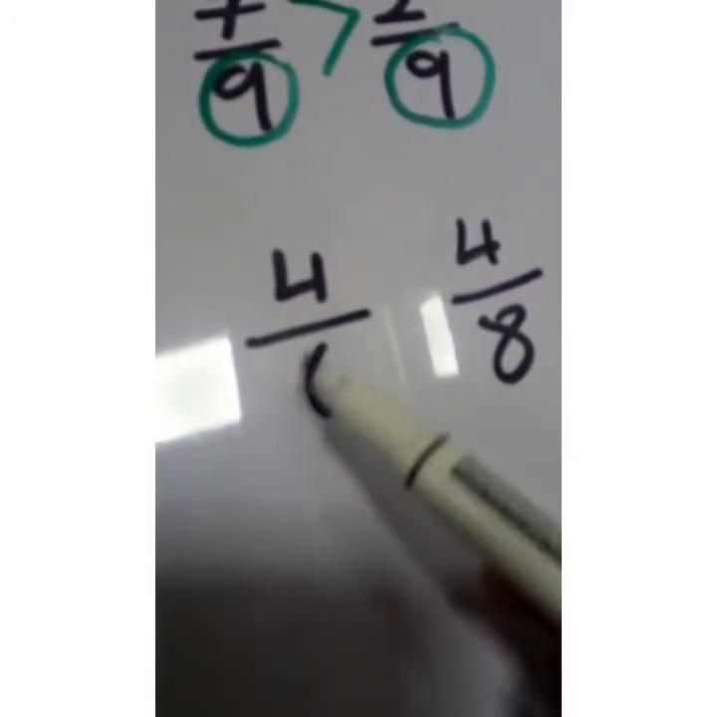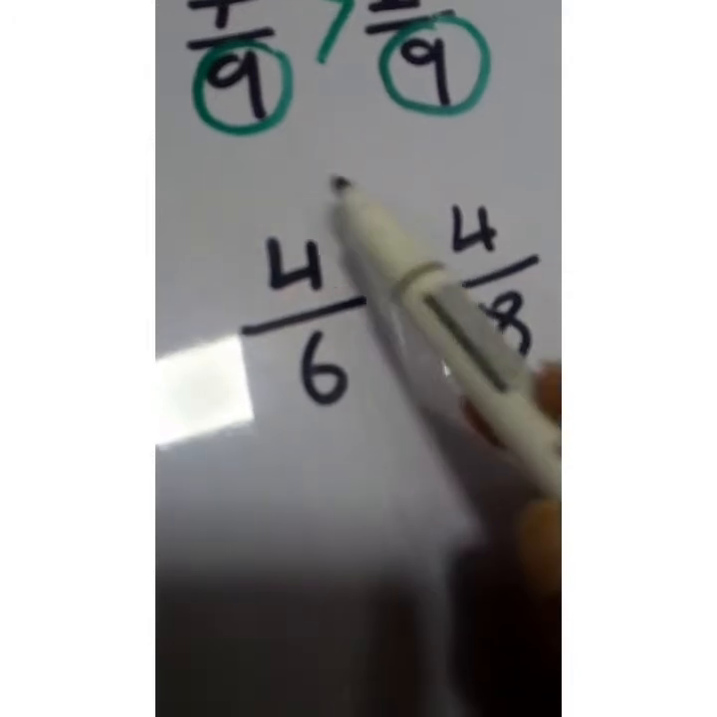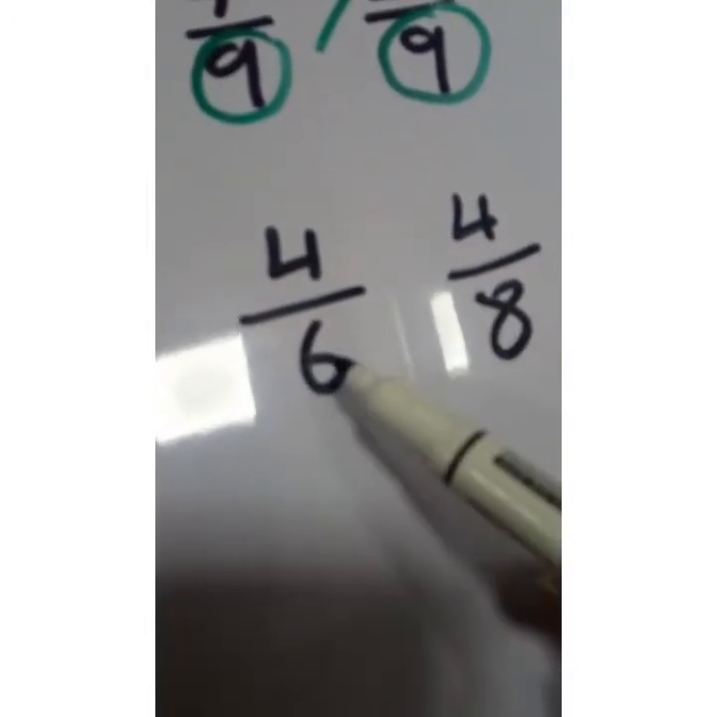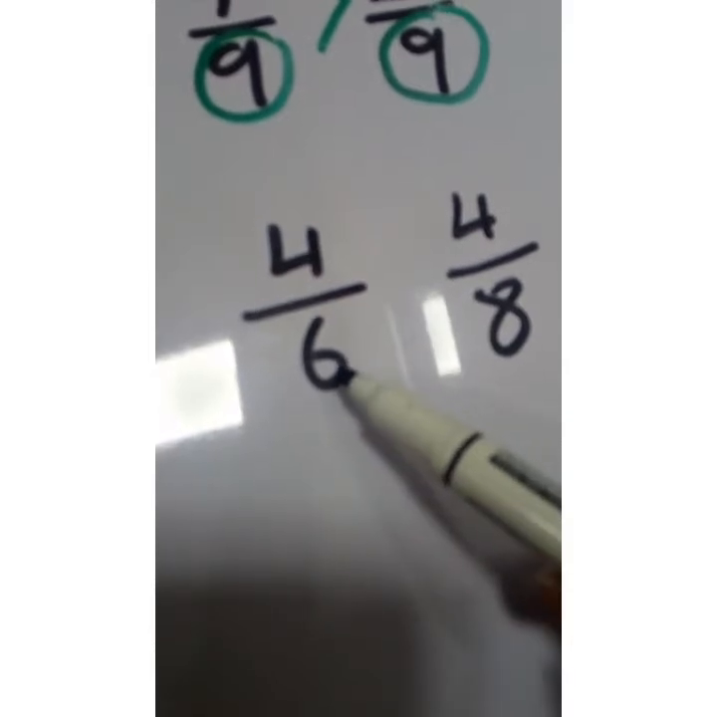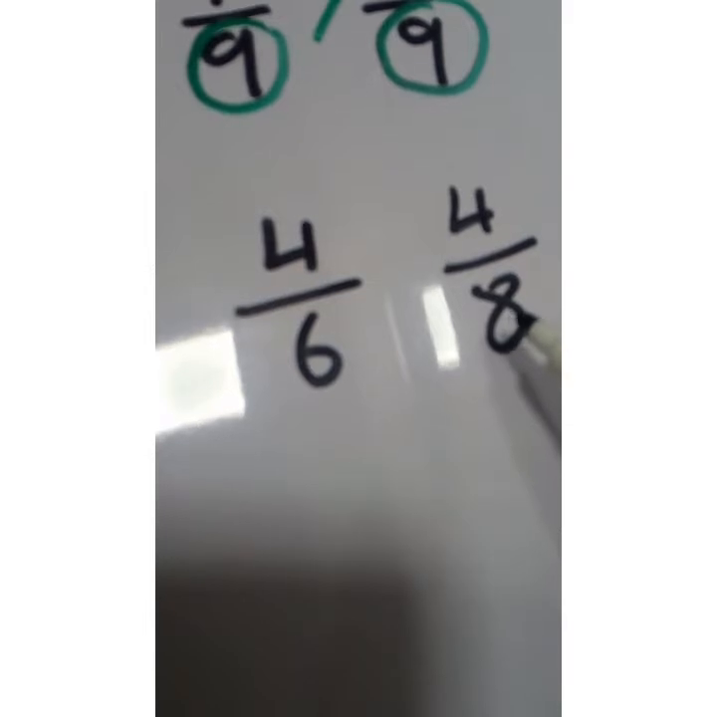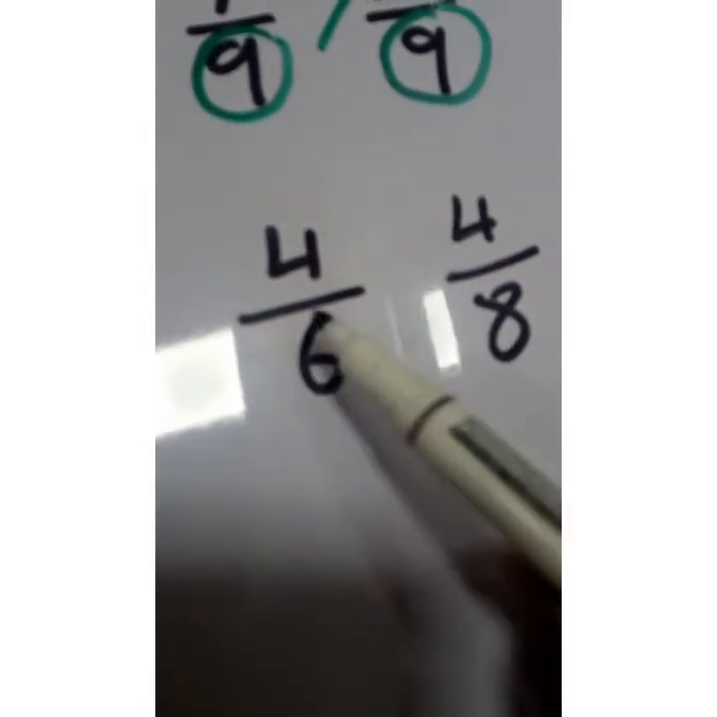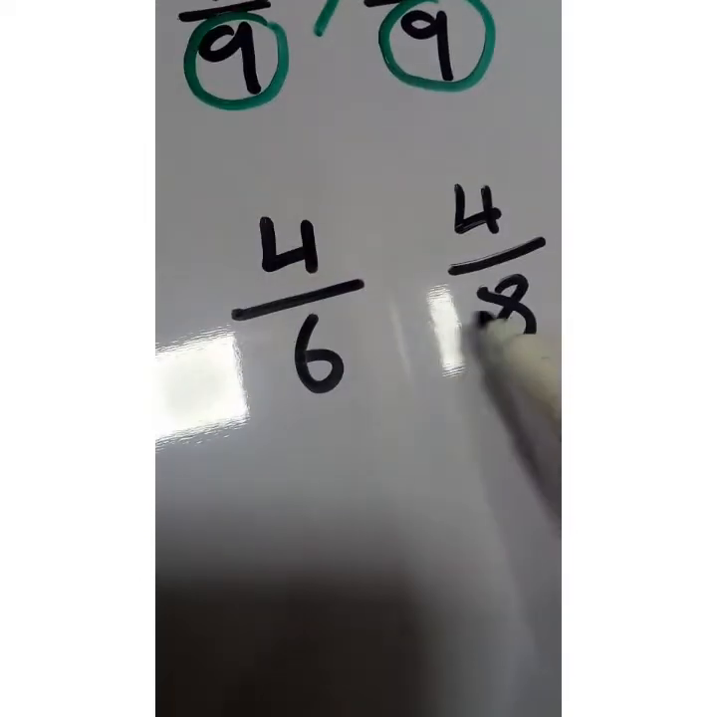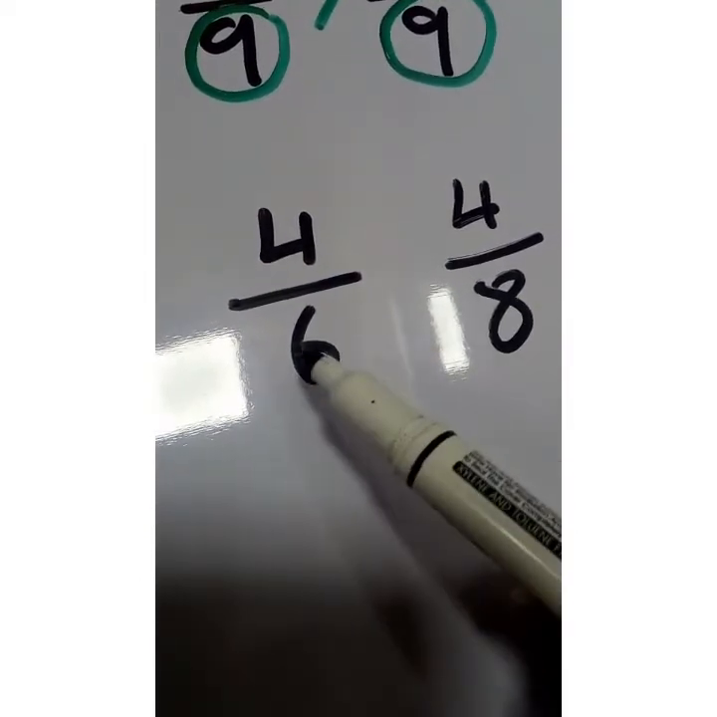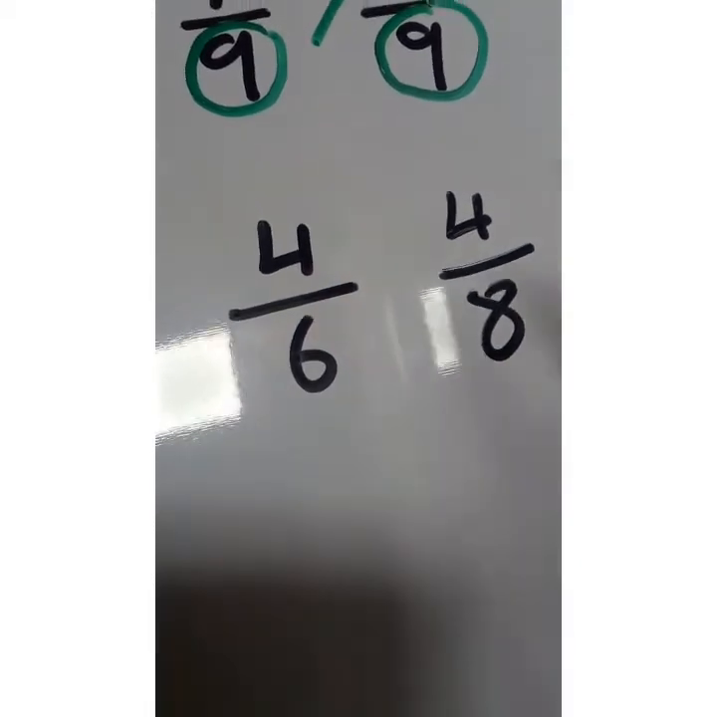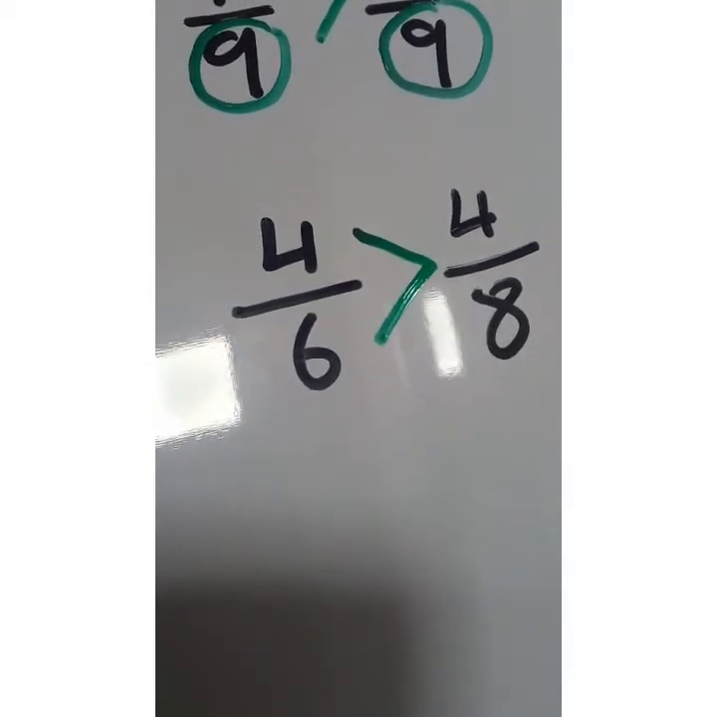The smaller the denominator, the larger the fraction, because this one is only divided into 6 parts, but this one is divided into 8 parts. So when you find fractions that have the same numerators and different denominators, you look at the denominator. The smaller the denominator, the bigger that fraction is.